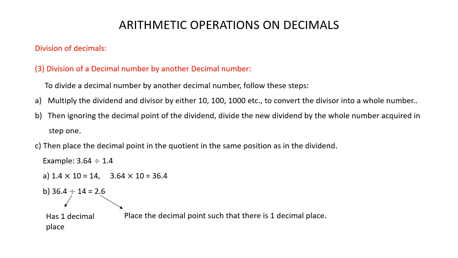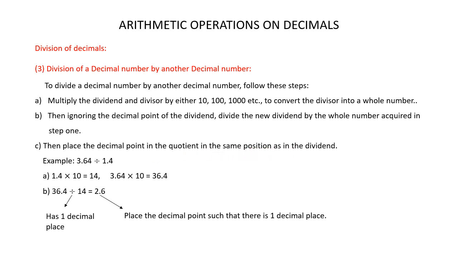Now let's learn about division of a decimal number by another decimal number. To divide a decimal number by another decimal number, you have to follow these steps. Multiply the dividend and the divisor by either 10, 100, 1000, etc. to convert the divisor into a whole number. Next, ignoring the decimal point of the dividend, divide the new dividend by the whole number acquired in the previous step. Then place the decimal point in the quotient in the same position as in the dividend.